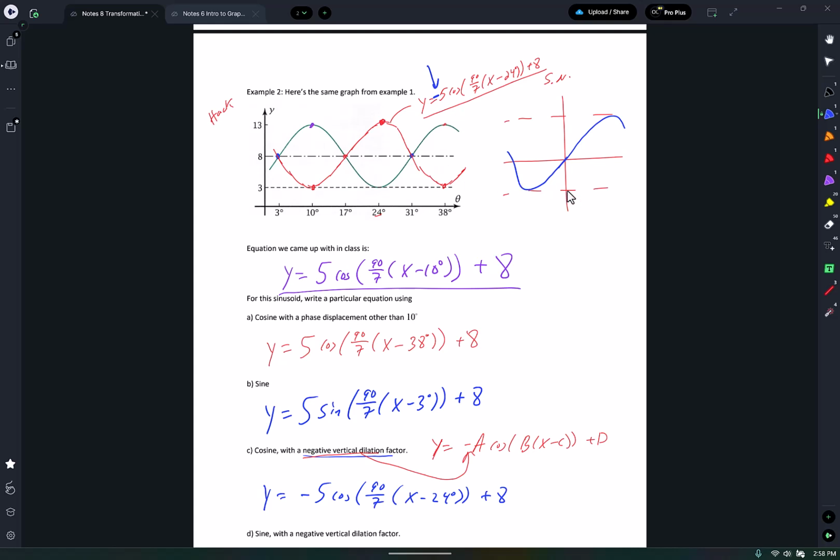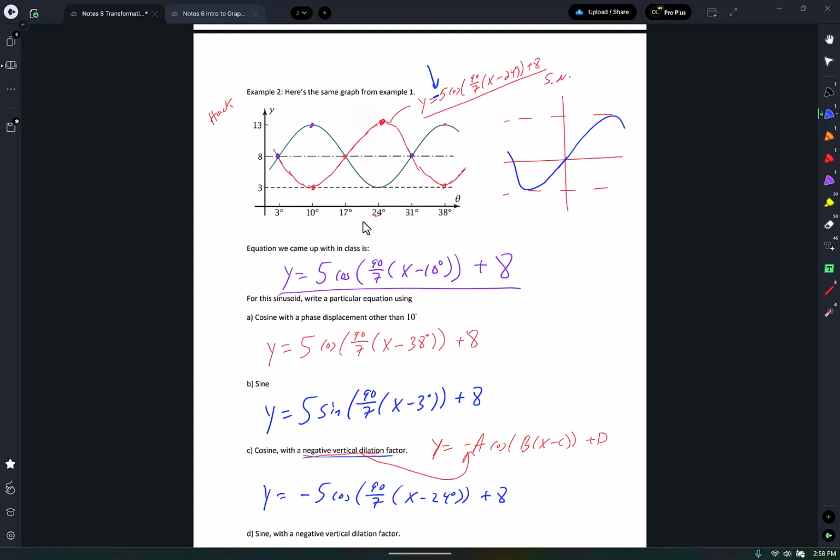Why is it 24 degrees instead of, like, what was it up here? 10 degrees? Well, if I put 10 degrees, that's a minimum. If you're using cosine, you got to use the max. You know what I mean? For the one in red, you always use a max for cosine. And then when I put the negative there, it turns that max into a min, which is the graph that I wanted.